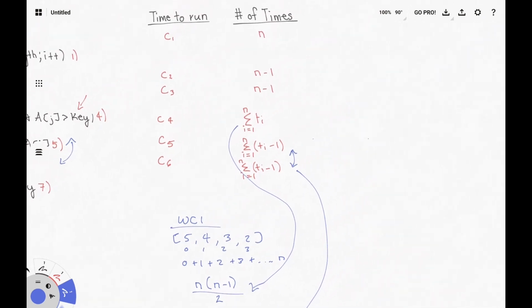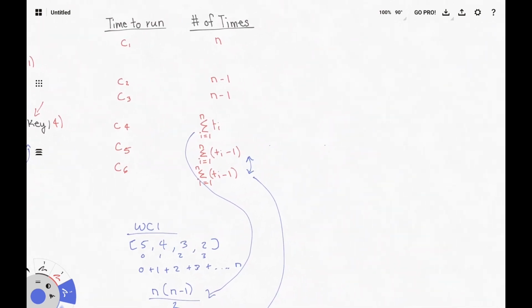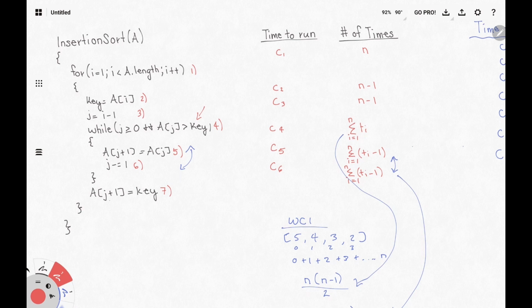So I'm going to rewrite our time to run in the number of times once again, and then we will finally be able to solve the total amount of time that it takes to run insertion sort. I totally forgot to mention our little friend over here, line 7. He is going to take a constant amount of time as well. It's just an assignment statement, and he is going to run n minus 1 times. Easy. All right, on to the finished stuff.